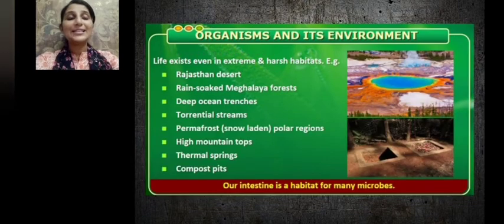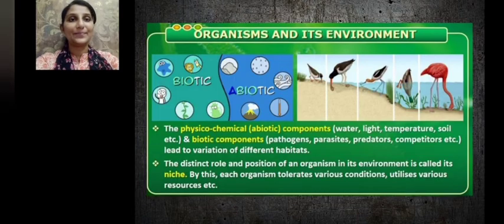Life exists in the most extreme and harsh habitats. For example, the Rajasthan desert, the rain-soaked Meghalaya forest, deep ocean trenches, torrential streams, permafrost polar regions, high mountain tops, thermal springs, compost pits, and even our intestine harbors many microbes. So life is occurring in all the harsh habitats.